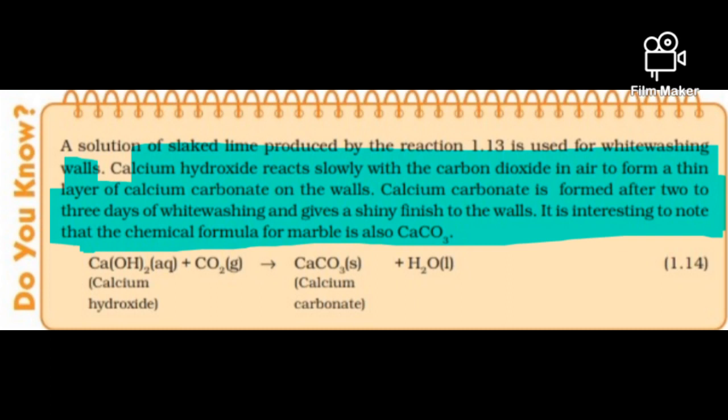At times you are asked, why is the shine observed 2 or 3 days after whitewashing? So the explanation is given in your NCERT, and you need to know the reaction also. What happens is, we are using calcium hydroxide for whitewashing. Wherever it is being used, it reacts with carbon dioxide that is present in the atmosphere. So it forms calcium carbonate. This calcium carbonate layer gives it a shiny finish.